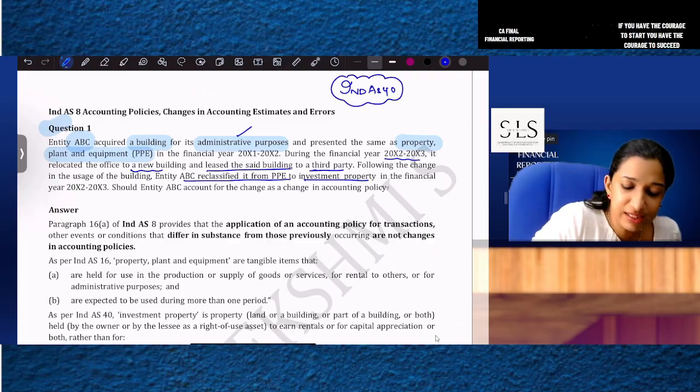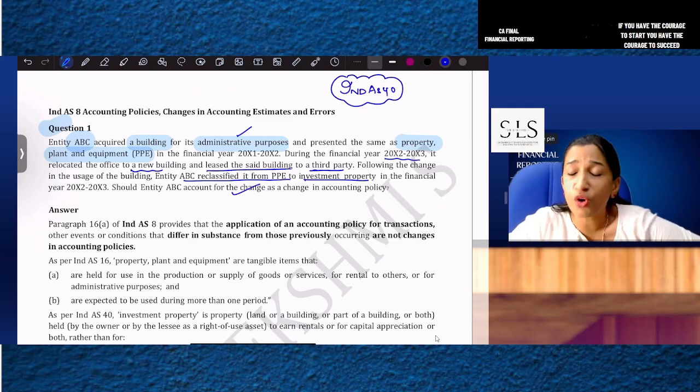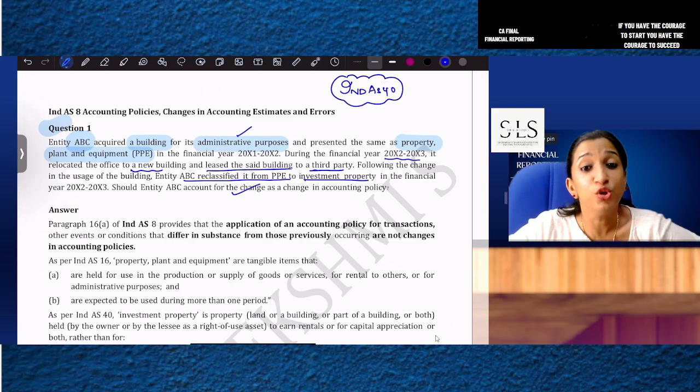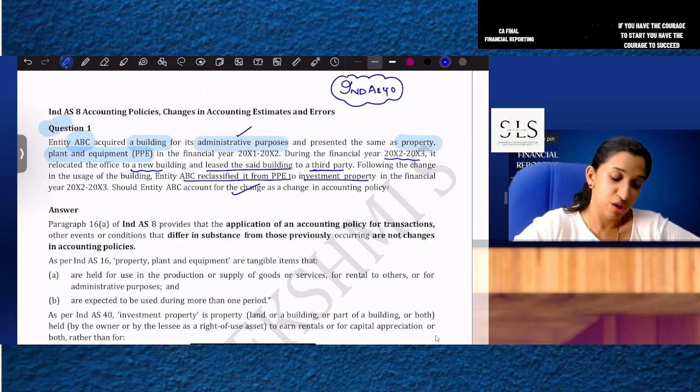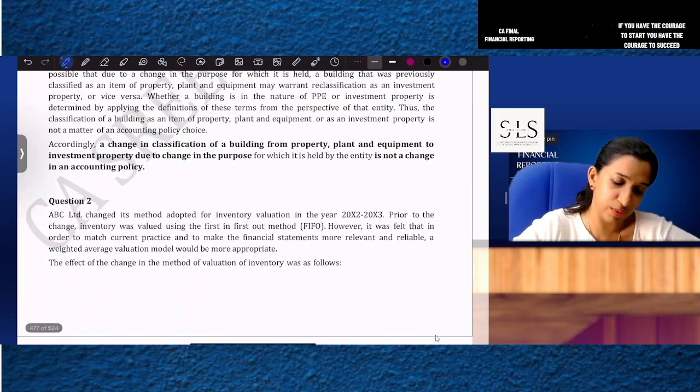Okay. So is it a change in accounting policy? Of course not. It is not a change in accounting policy. It is a change in use of the building. So it has nothing to do with change in accounting policy disclosures or similar disclosures. Okay, question number 1, study material question.